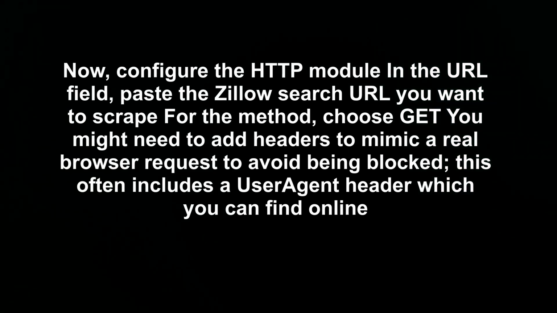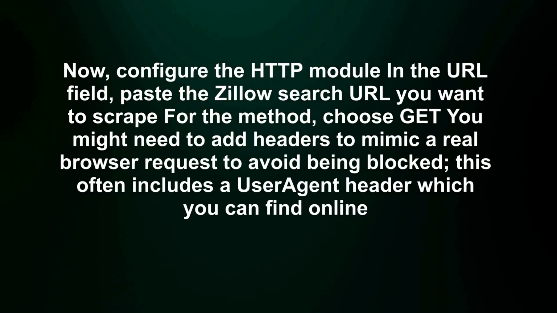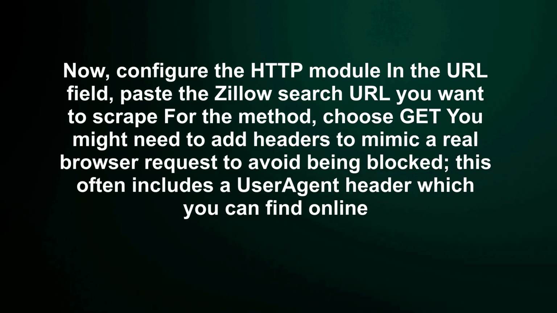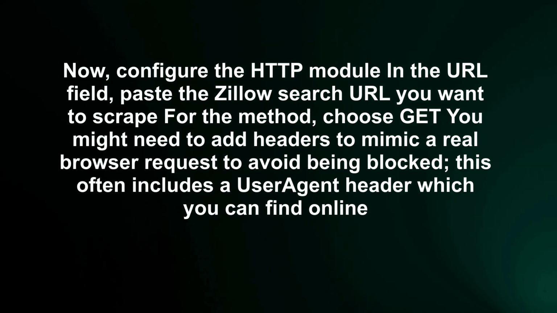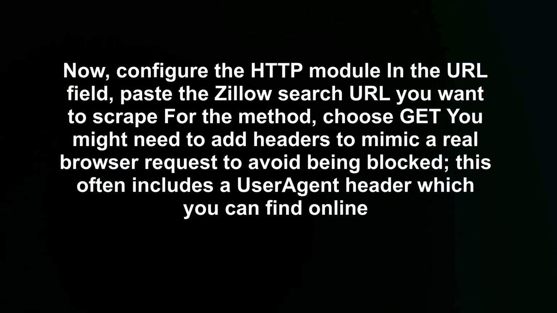Now, configure the HTTP module. In the URL field, paste the Zillow search URL you want to scrape. For the method, choose Get. You might need to add headers to mimic a real browser request to avoid being blocked. This often includes a user agent header, which you can find online.